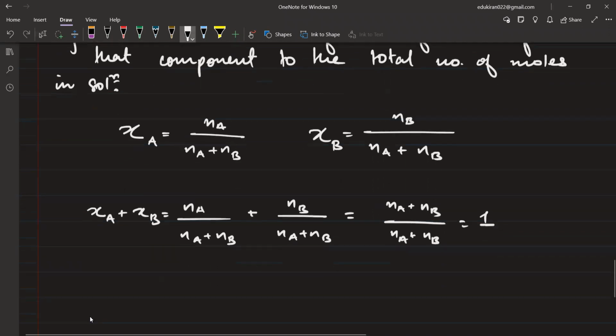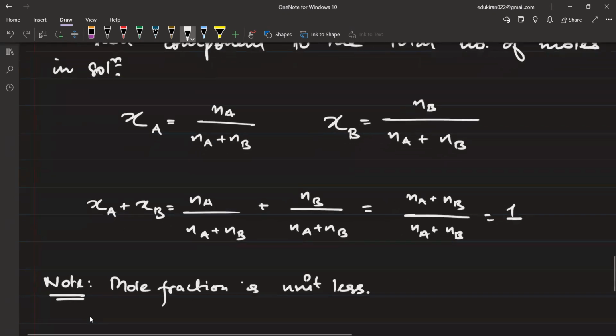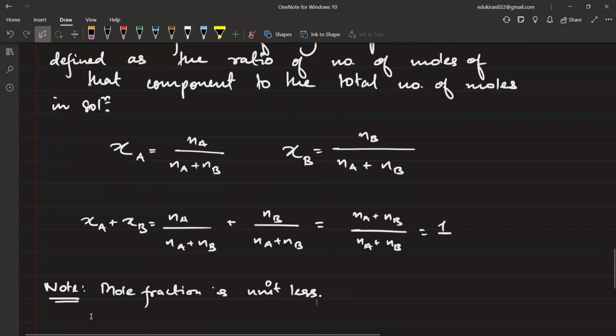Okay, write one more thing. Note: mole fraction is unitless. Here we have moles as the unit in the numerator, and the denominator is also moles. So moles and moles will cancel each other and we will get no unit. So it is unitless. Okay, write this down. Let me know if you have any doubt. Done, guys? Can I move on? Yes or no? Please tell me. Yes, sir. Okay, fine.